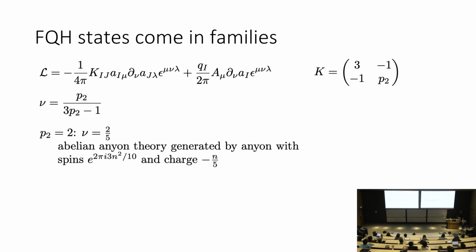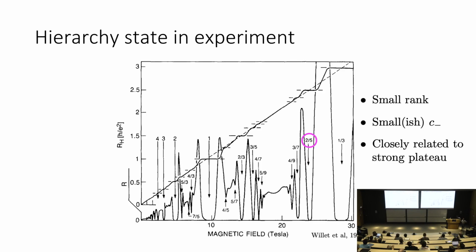So this is a way to explain the 2/5 state, because there are many theories that can have this 2/5 filling. But maybe this one is more likely because it's closely related to this 1/3 strong plateau that we're pretty confident in. So it has a story.